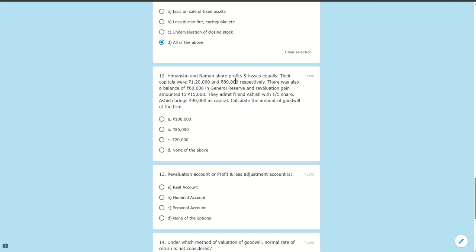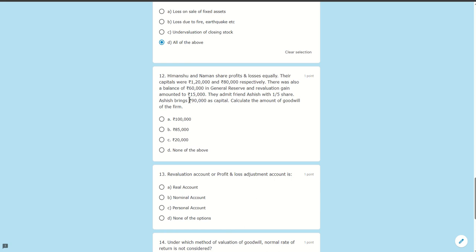1,20,000 plus 80,000 is 2 lakhs. The general reserve balance will be added as well because they are distributed among the partners. So 2 lakh plus 60 is 2 lakh 60, and the revaluation gain is also distributed among the partners, so that will be added as well. So 2 lakh 60 plus 15 is 2 lakh 75,000, and in that we add Ashish's capital as well, that is being brought in. So 2 lakh 75,000 plus 90,000 is coming to 3 lakh 65,000.